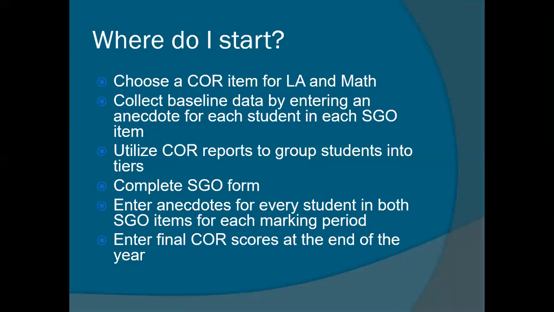After the SGO form is complete, you're going to continue to enter anecdotes for every student, every marking period in your two SGO items. Now, even though early childhood puts out a timeline telling you which items to score which marking period, it's really in your best interest to make sure that for your two SGO items, you're scoring every child every marking period. At the end of the school year, you're just going to enter your final CORE scores, and the form will actually do all the math for you. So let's take a look at the SGO form.